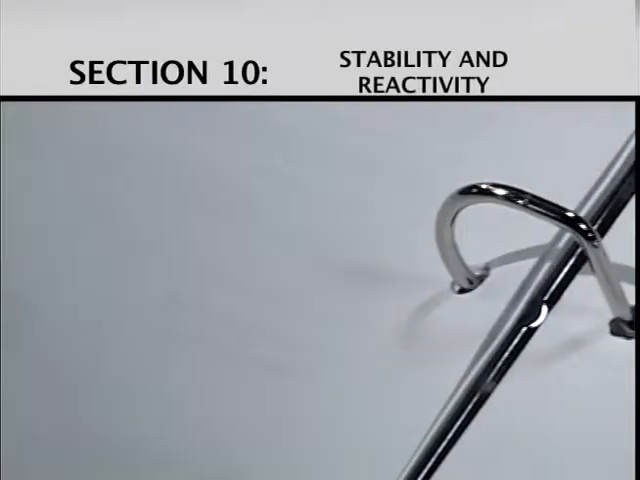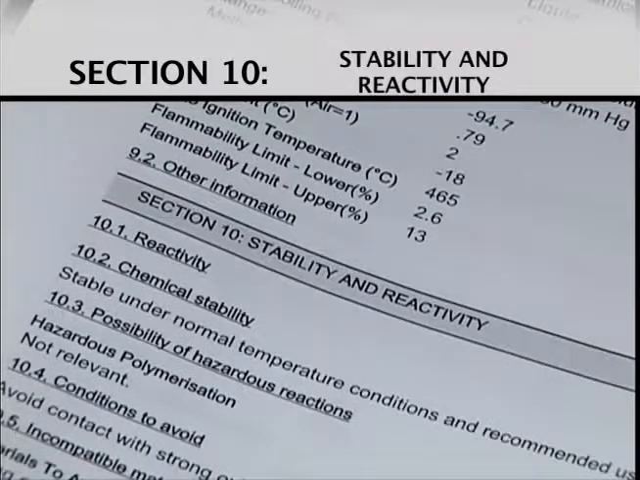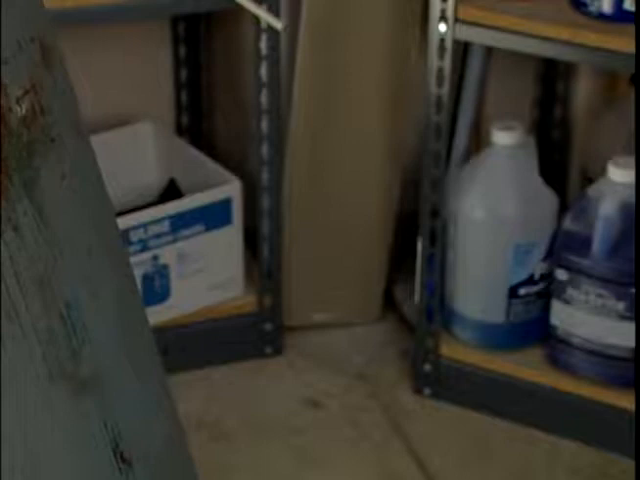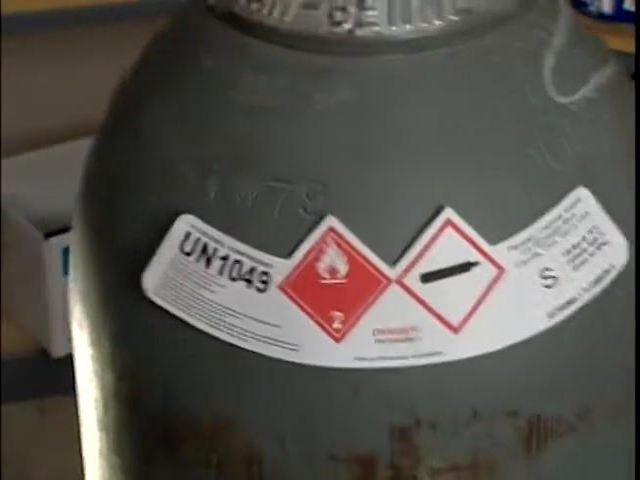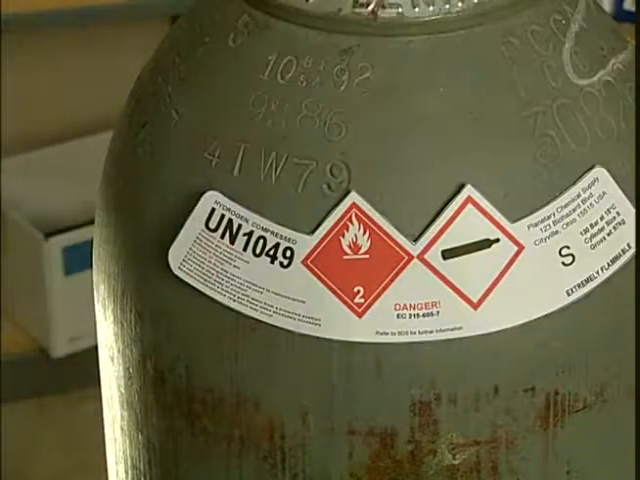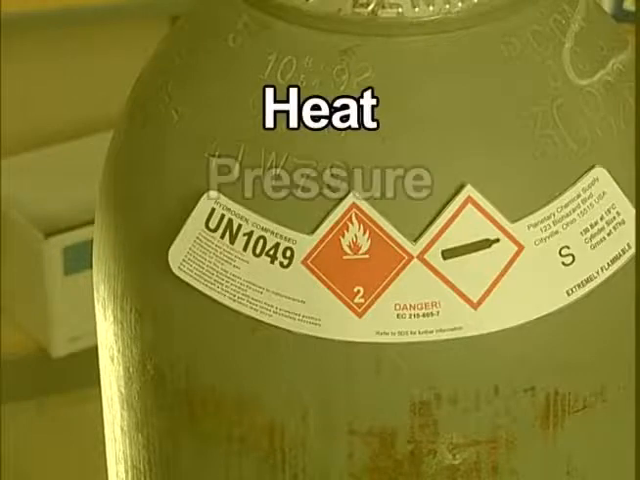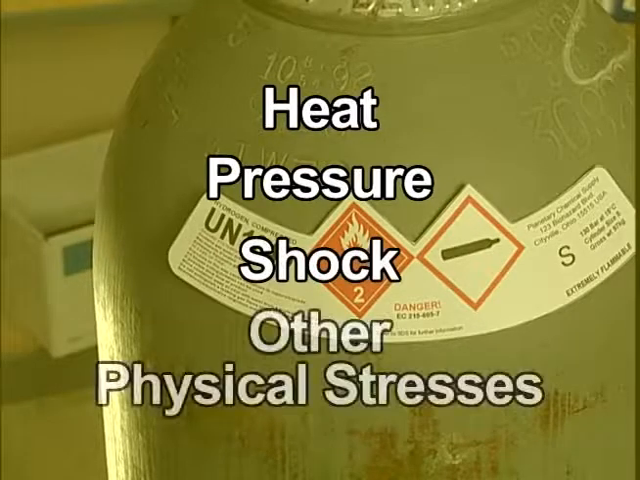Stability and reactivity is also information that is needed to determine safe handling, storage, transportation, and disposal procedures. For this data, we turn to Section 10 of the SDS. This section will indicate whether the material is chemically stable or dangerously unstable under normal conditions. It will also describe conditions to avoid when working with the material, such as heat, pressure, shock, or other physical stresses that might result in a hazardous situation.